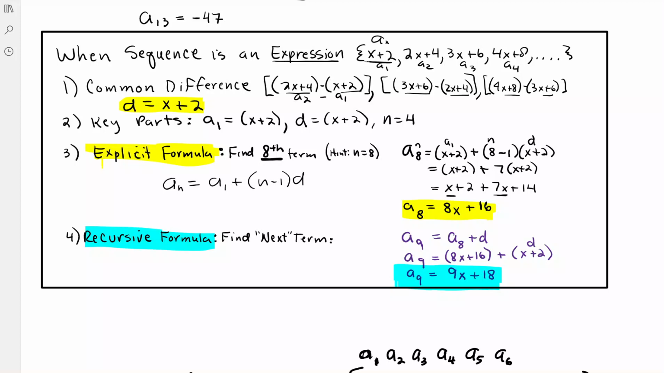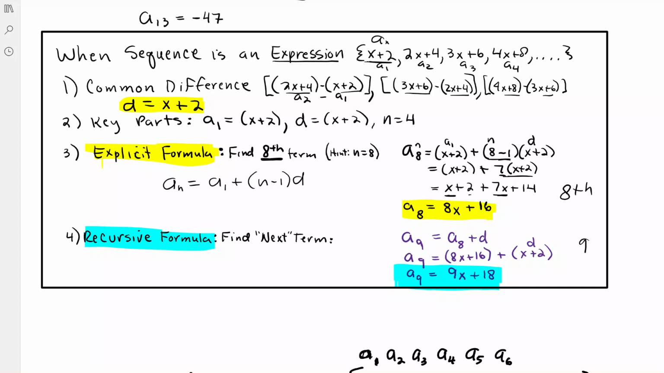So here's our A sub 1. Here's our n, eighth term, subtract 1 is 7. Our difference was x plus 2. So then we just do the math. X plus 2 plus 7 times x plus 2. Well, you do the distributive. So 7x plus 14. And now combine like terms. X plus 7x is 8x. 2 plus 14 is 16. This is the 8th term.